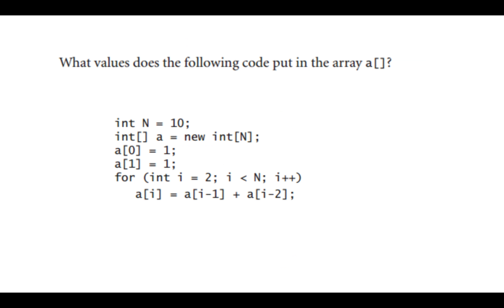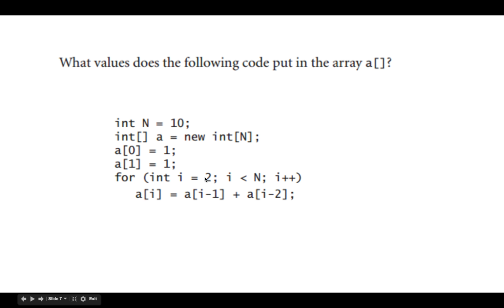Okay. So let's just do a quick exercise together. What values does the following code put in the array A? So n has a size of 10. This array is going to be an array of type int and having size 10. Its first element will be at index 0. Its last element will be at index 9. These next 2 lines are setting the first 2 values of the array to be equal to 1.